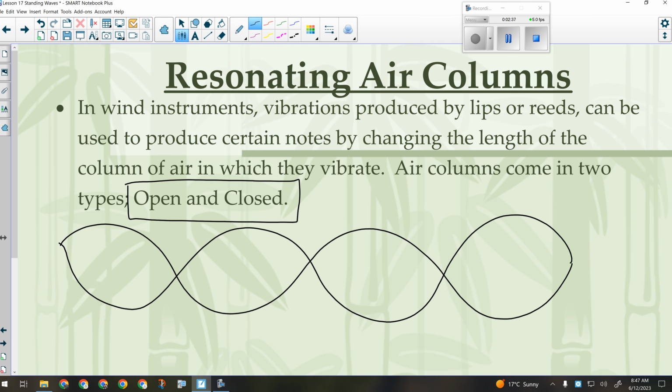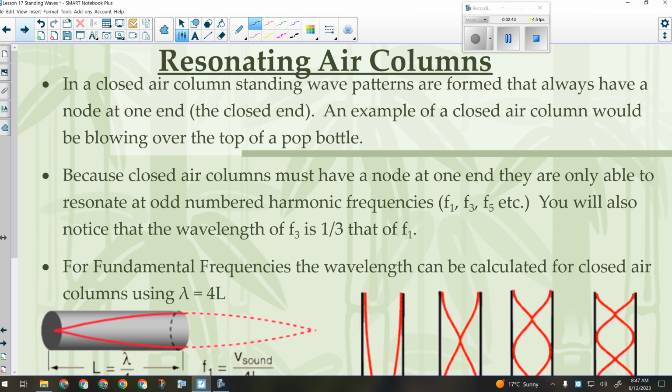All right, so let's have a look first at our closed air column. In a closed air column, a standing wave pattern is formed that always has a node at the closed end. Why is there always a node, do you suppose, at the closed end? What would be happening to the waves then? Reflection. They'd be reflecting, just like on a string; they reflect off the fixed end. A closed end is like a fixed end. So the waves get there, reflect off that end, and come back, and you get a standing wave that you can't see because it's in air, but it forms inside the column of air.